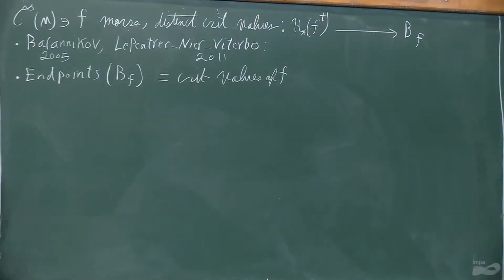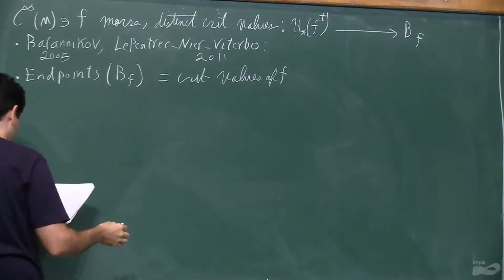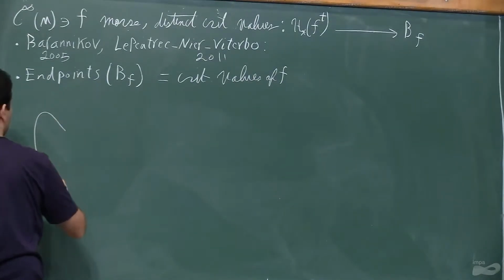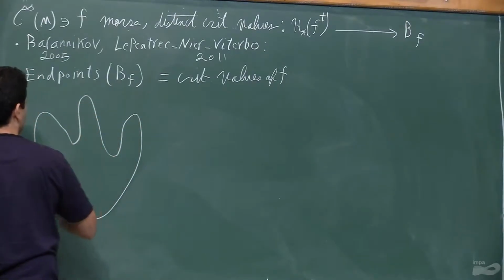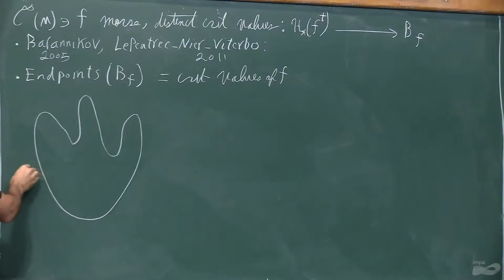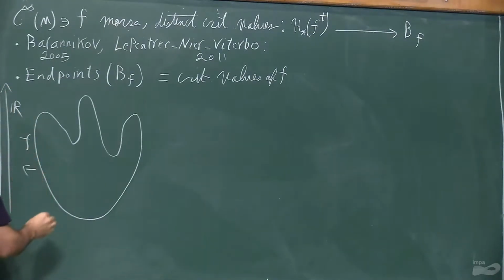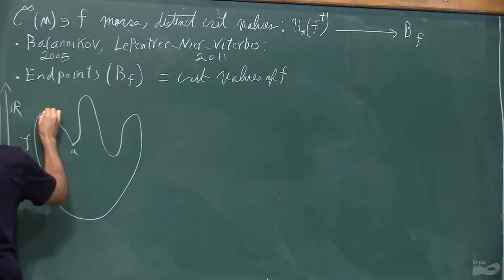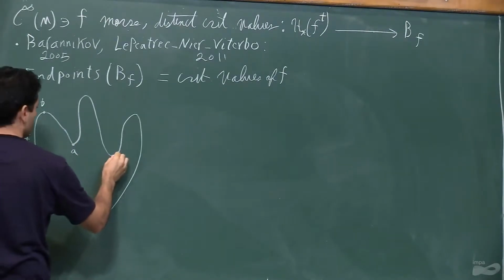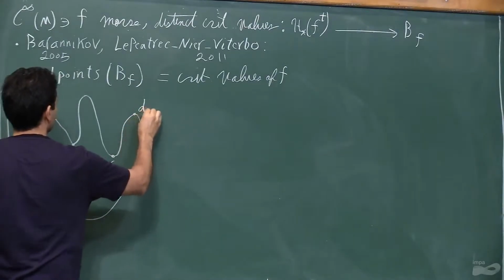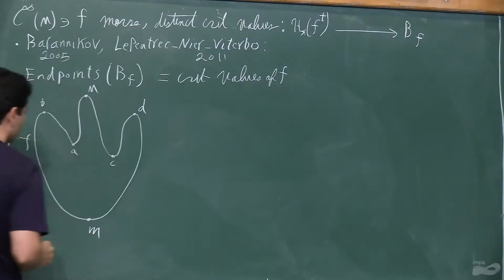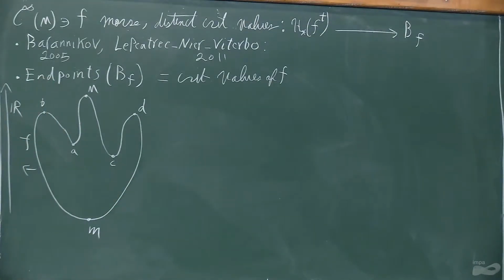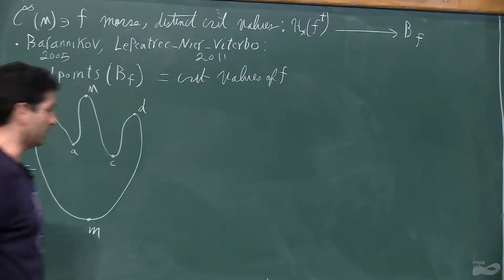Okay, so let's draw a simple enough function on the sphere. And I'll draw for you the barcode of this function. So here's f, here's the real line. Maybe I'll call these A, B, C, D. This is the max, and this is the min. I'll give you an idea of how you'd construct a barcode for this function.